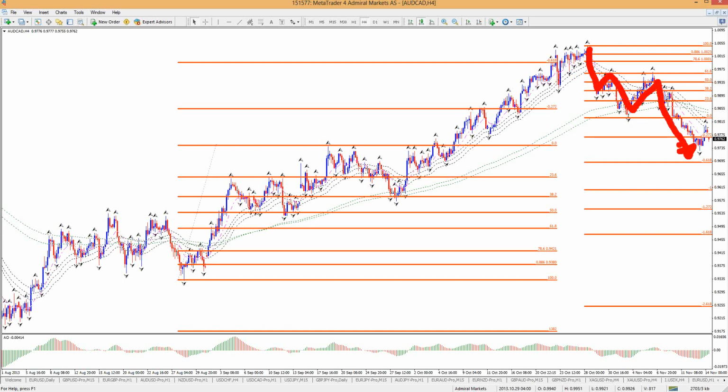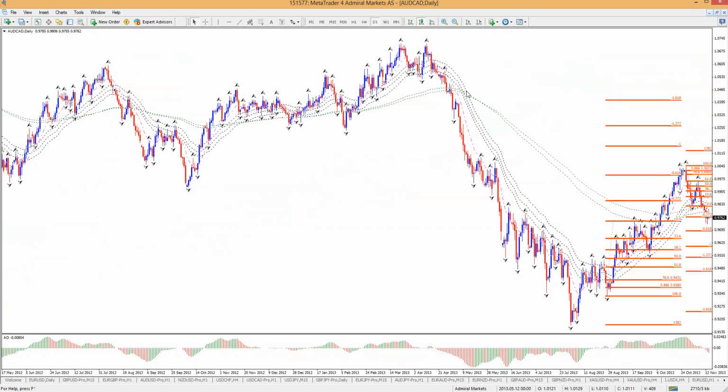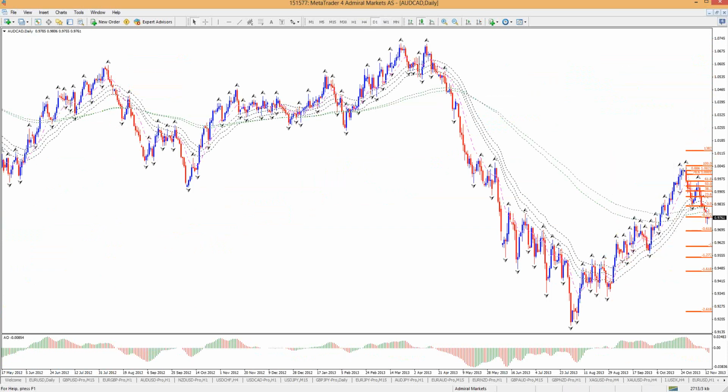So this is how you can use those bands as well. Very nice harmony in this piece of price action. Good trends. On the daily chart, let's take a look at that.